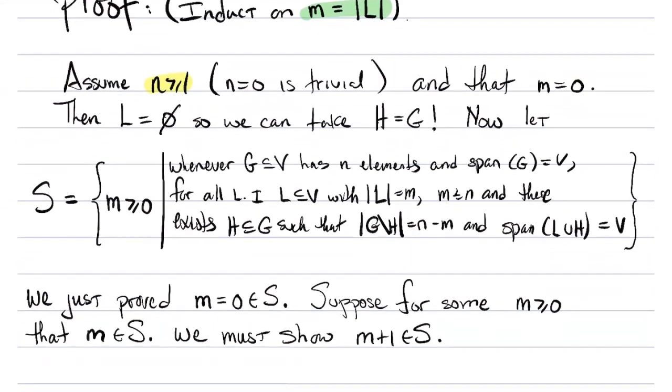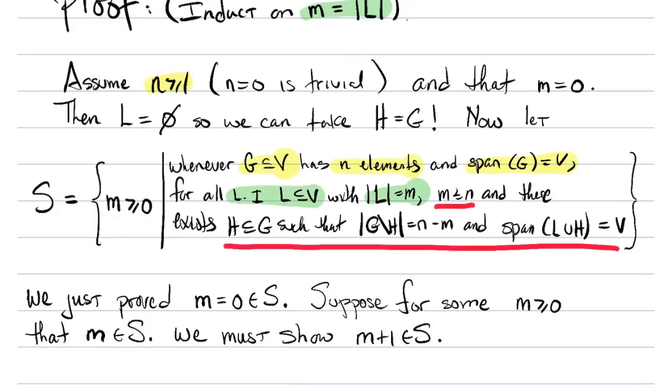Okay, now I'm going to set up my induction here. I'm going to let S be the set of those natural numbers that are at least zero. And it's a complicated induction hypothesis. It says that whenever you have a spanning set G with n elements, and whenever you have a linearly independent set L that has m elements, then S is the set of all those m's for which the conclusions would have to hold: that m under that circumstance would be no more than n, and you can do this replacement business.